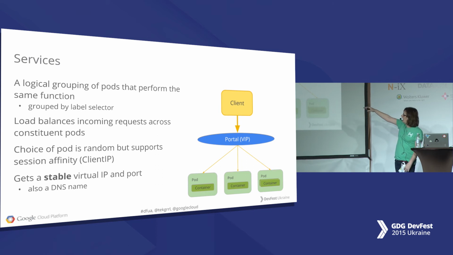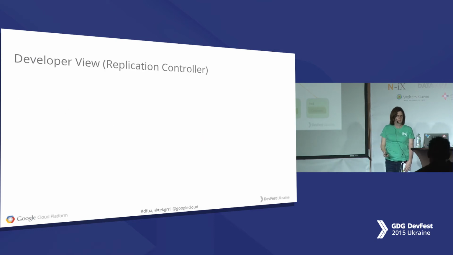Traffic that comes in from the clients is load balanced across the pods. This is done randomly currently. It used to be round robin, but now it's found it's better to do it randomly. But we do have session affinity based on client IP. So if we've had a request from a client previously, it will be routed to the same pod that processed that other request based on the client IP.